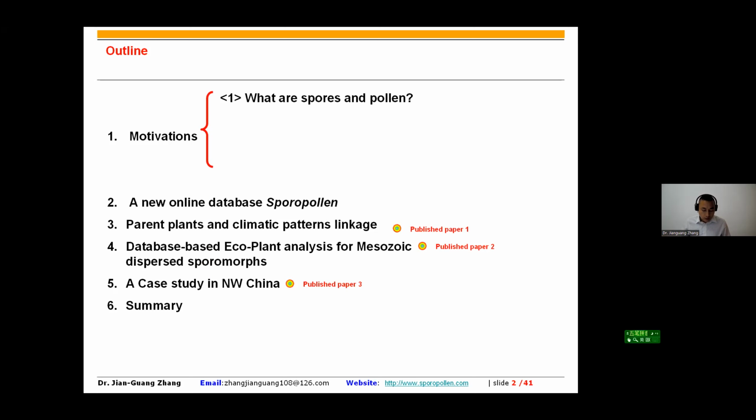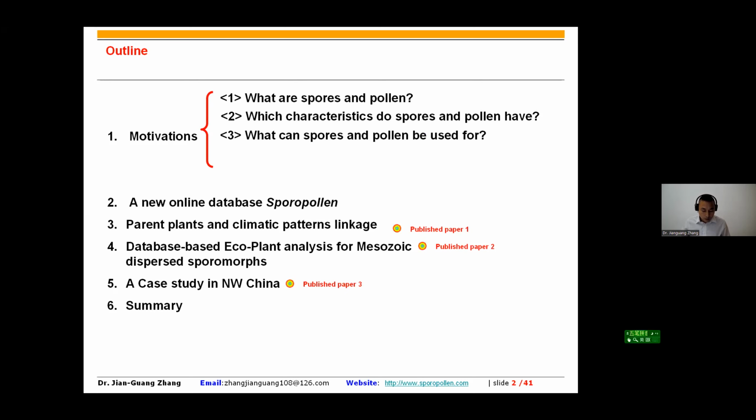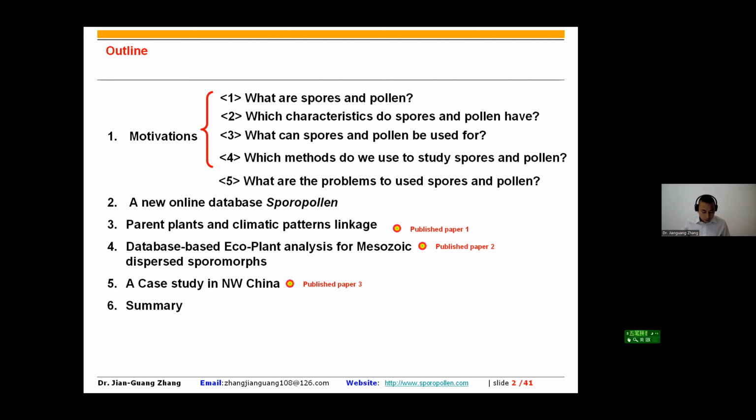My motivation for this study will be introduced by answering the following questions. What are spores and pollen? Which characteristics do spores and pollen have? What can spores and pollen be used for? Which methods do we use to study spores and pollen? What are the problems of using spores and pollen?